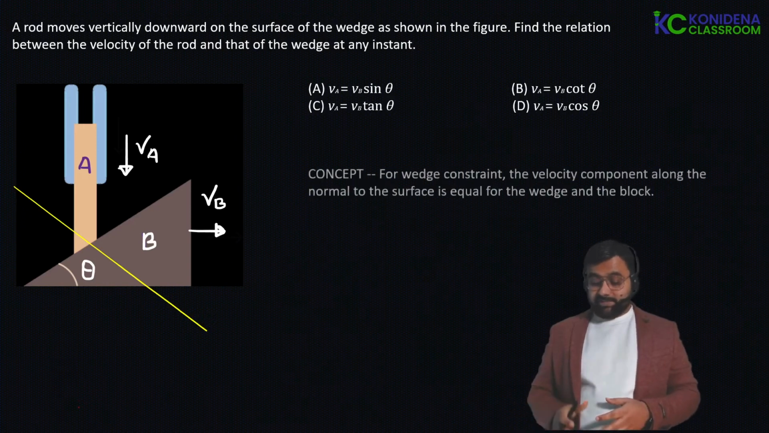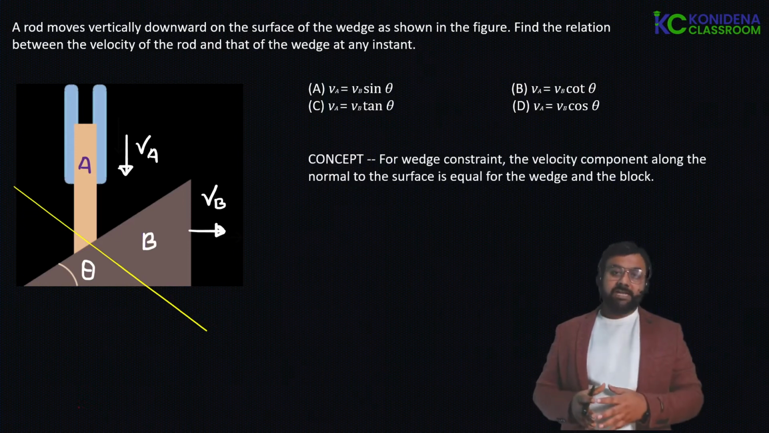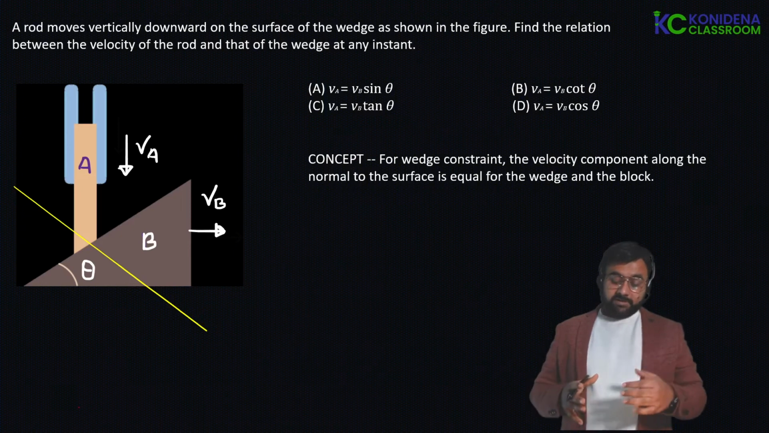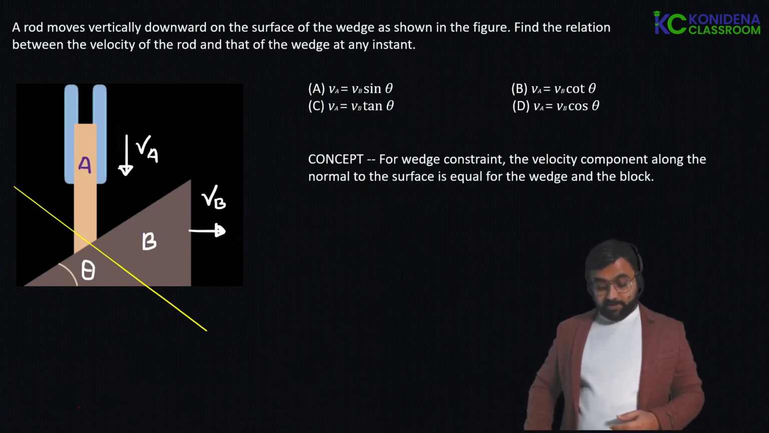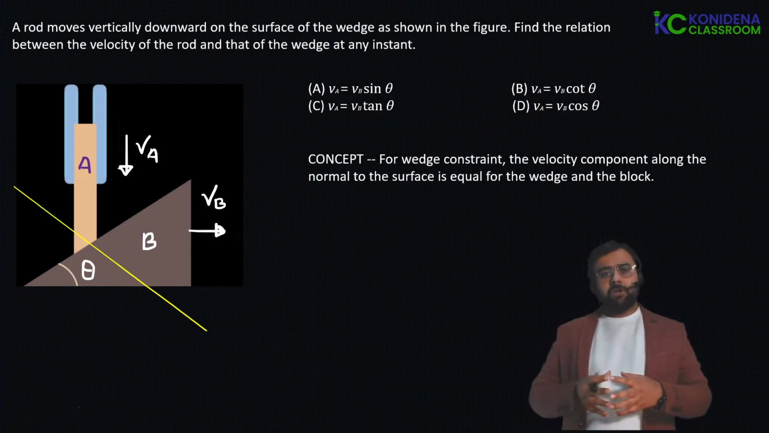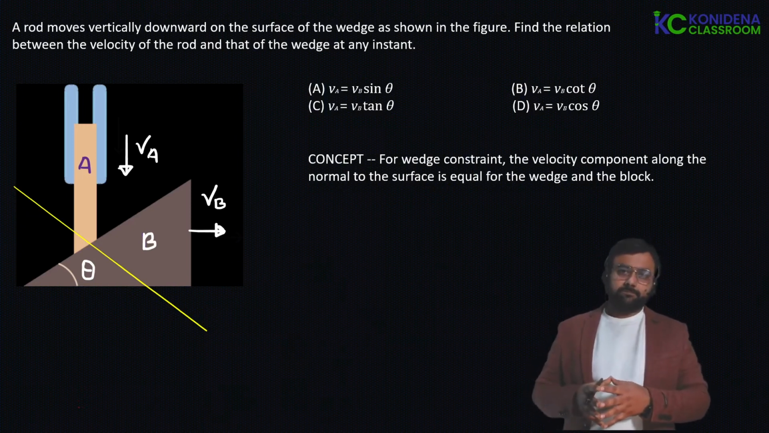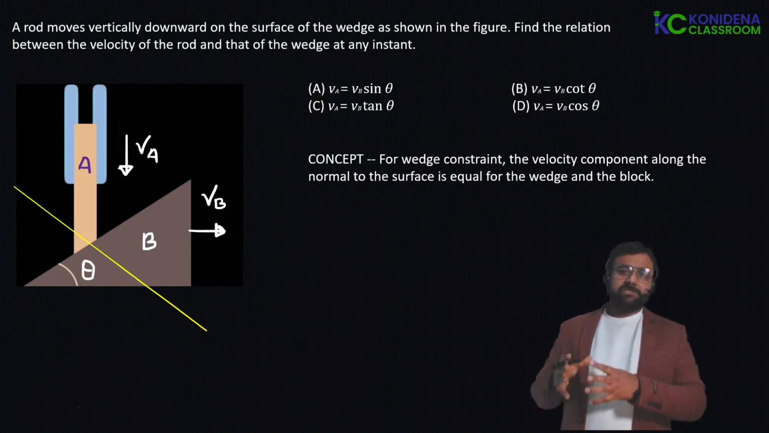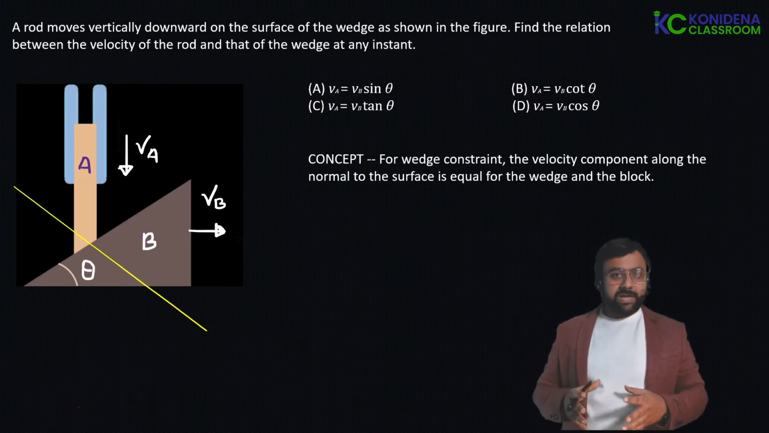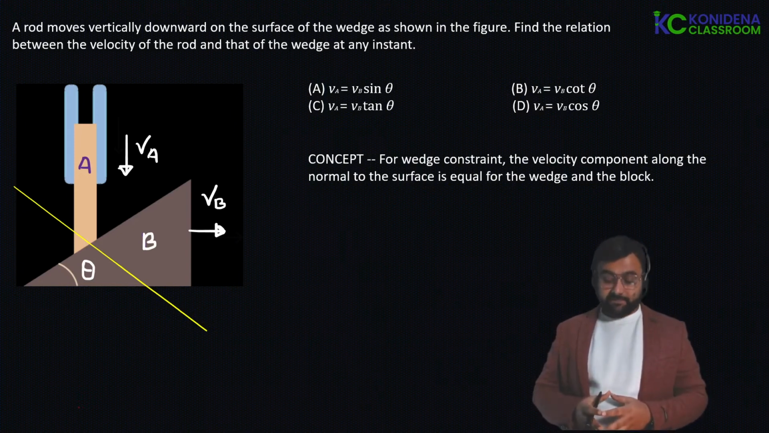The concept that I told you: the motion of the rod and the wedge along this yellow line has to be same. That means along the line which is perpendicular to this inclined plane has to be same. So let us take the components of the velocities and equate them, and we will get the answer. To solve this question we have a lot of methods, but this is the easiest method, which gives you the answer very fast. That is why it is necessary to learn if you are a NEET or JEE aspirant.